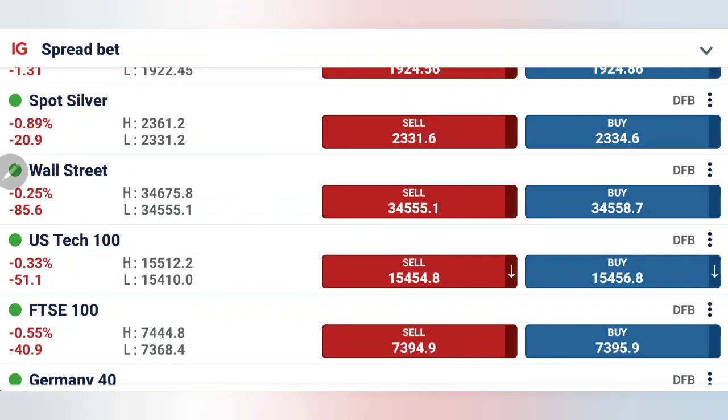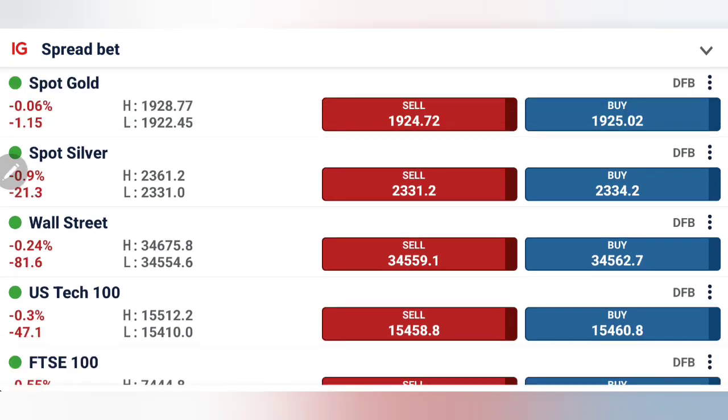Nasdaq 100 and Dow Jones both stayed bearish for the day, traded in a modest range, I can say, in between 34,550 to 34,670 levels, and Tech 100 between 15,400 to 15,500 levels. So now what to expect with the US session from Tech 100 and Dow Jones? We will see with the help of charts and indicators.